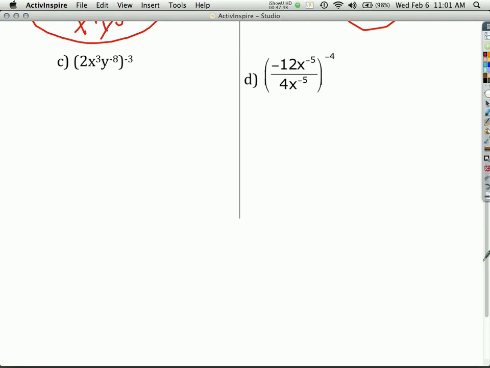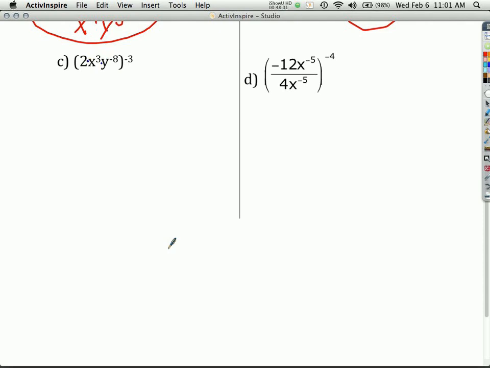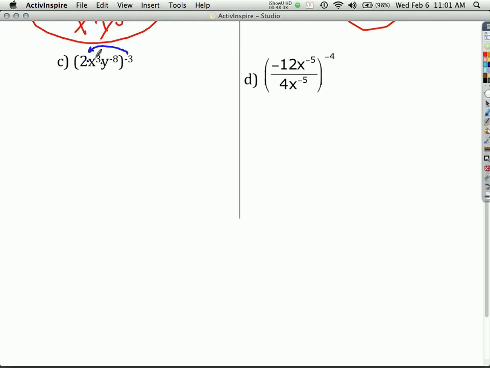Ashley? You said my favorite one. Power of a power is what I see. Of course, when you wrote down the question, you wrote the multiplication dots in between everything to help yourself. And we're going to do power of a power. So the 2 is going to get the -3rd power. The x to the 3rd is going to get the -3rd, and the y to the -8th is going to get the -3rd. So rewrite everything. 2 to the -3rd power times x to the 3rd to the -3rd.